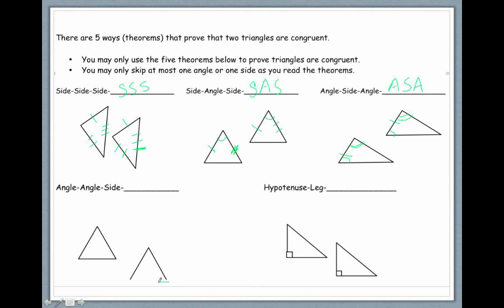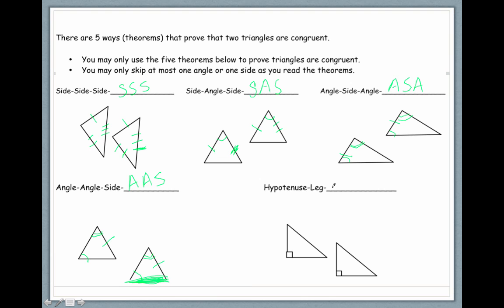Angle, angle, side means 2 angles and then a side other than their included side. So it could have been this one or it could have been this one. It doesn't matter. It's just one that's not included.